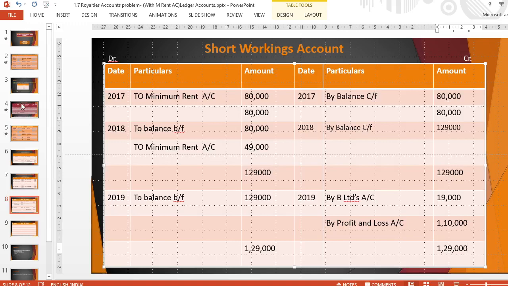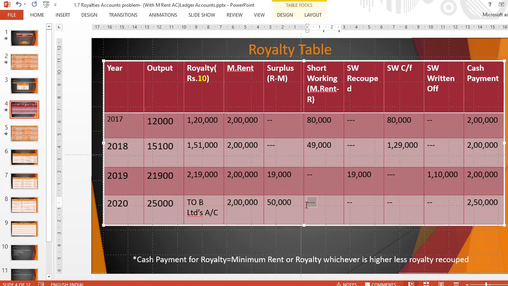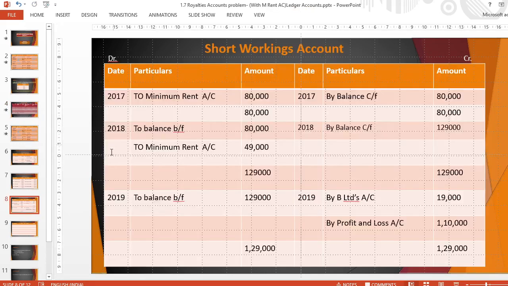So there is no further transaction in the year 2020. Check here: there is no fresh short working, so there is no need to pass the first entry. There is no recoupment, no need to pass the second entry, and there is no write-off, so no need to pass the third entry. For that reason, the short workings account is only for 3 years in this problem. So hope you understood the preparation of short workings account.